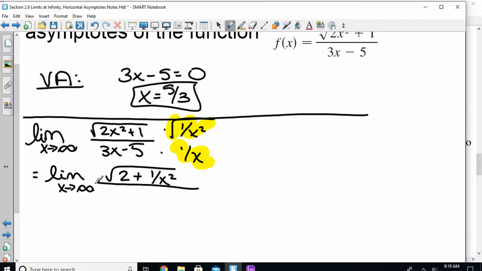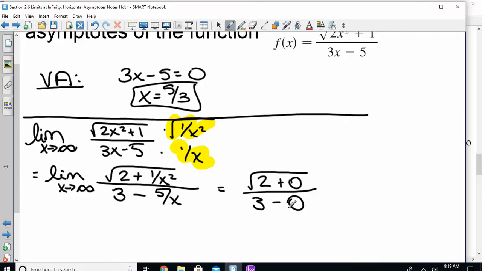On the bottom, 3x divided by x would be a 3, minus 5 over x. Now we're just essentially plugging in our infinity. If it's a constant, that stays. So the 2 stays. 1 over infinity squared: a number over infinity always turns into 0. 3 minus 5 over infinity, so a number over infinity turns into 0. So we just get radical 2 over 3.